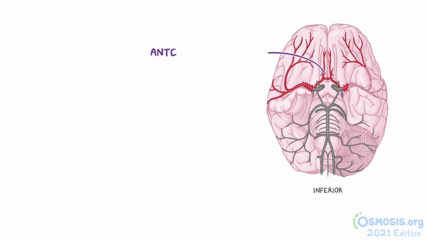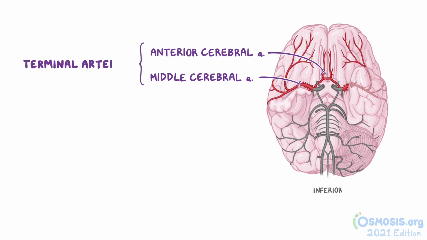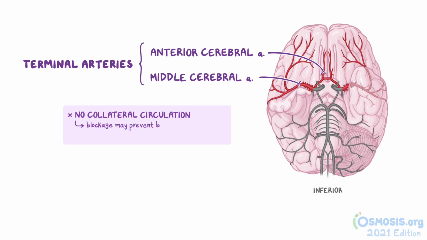Now, both the anterior and middle cerebral arteries are often referred to as terminal arteries, as there is no collateral circulation in areas supplied by them. Thus, any blockage in these arteries may prevent blood from reaching that part of the brain completely.